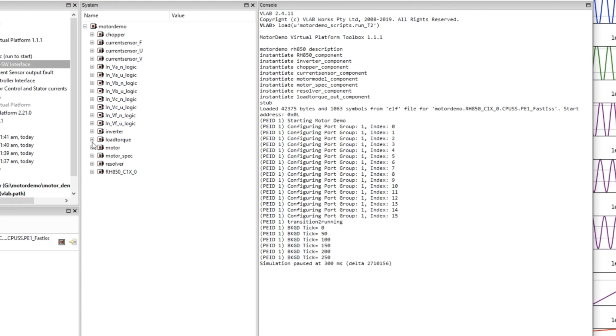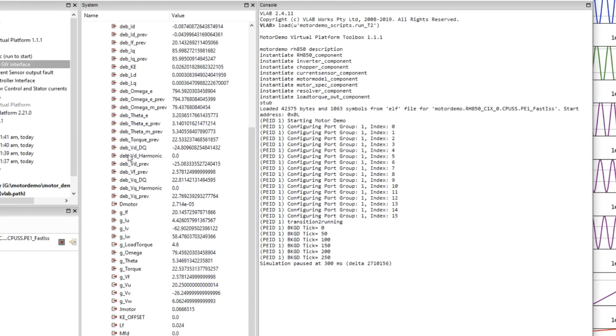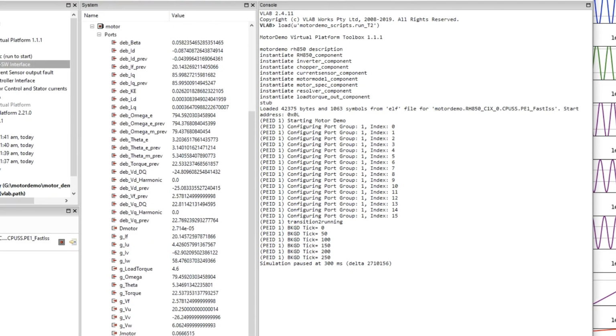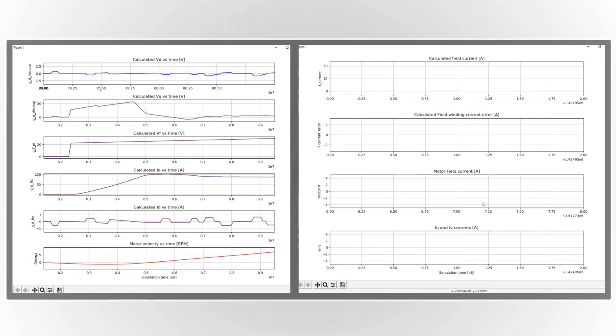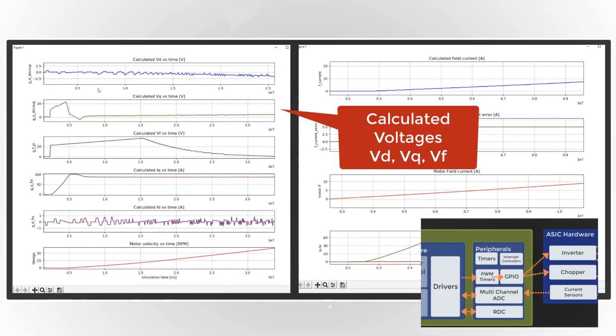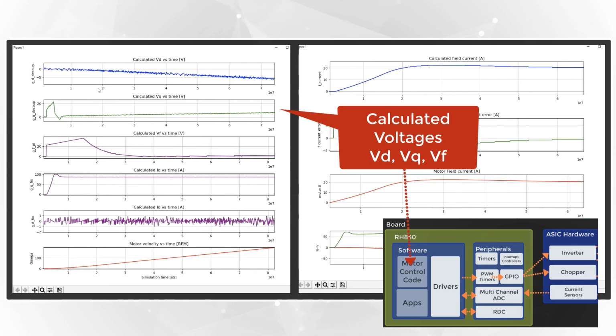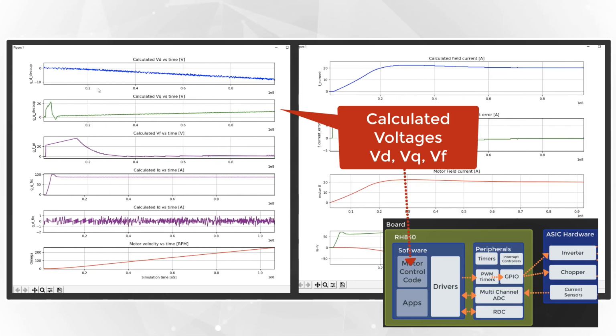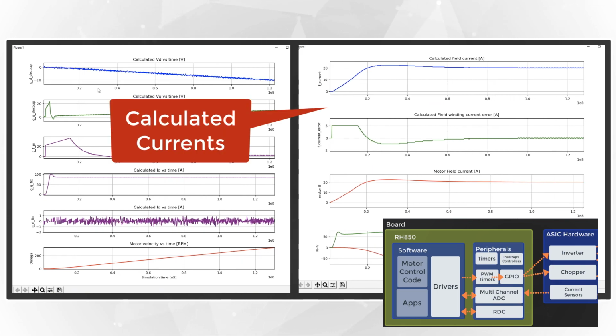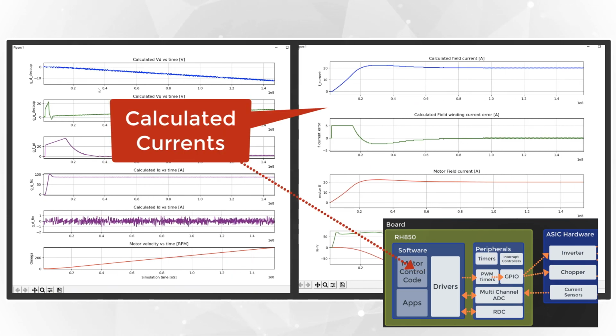If we now switch over to the system pane, the internals of the motor model along with the RH850 virtual platform and ASIC models are available for introspection, most of which cannot be accessed when working with real hardware. To further demonstrate the level of access available to VLab users when using virtual environments, I am now showing two simulation runs which plot both calculated and actual current and voltage values over time.